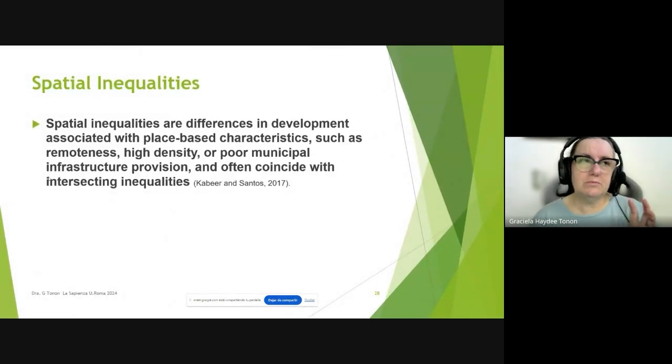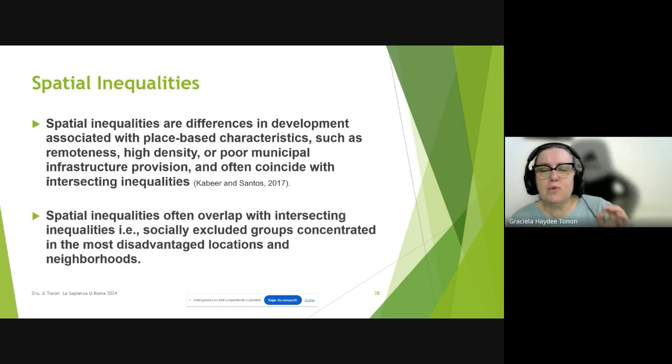So we need to go deeper into the concept of spatial inequality. Spatial inequalities are differences in development associated with place-based characteristics such as remoteness, high density, or poor municipal infrastructure provision, and often coincide with intersecting inequalities. Spatial inequalities often overlap with intersecting inequalities, for example, in socially excluded groups concentrated in the most disadvantaged locations and neighborhoods.